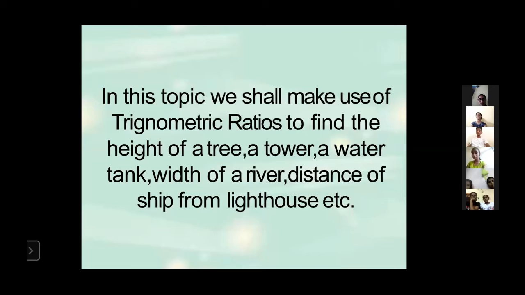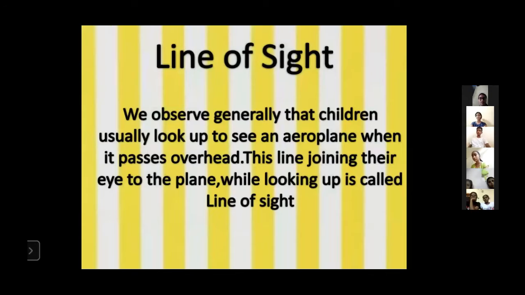Trigonometric ratios are used to find the height of a tree, tower, water tank, width of a river, distance of a ship from a lighthouse, etc. Now next, line of sight. Line of sight is nothing but basically children are used to watching the aeroplanes.